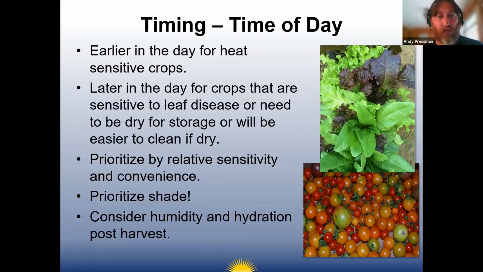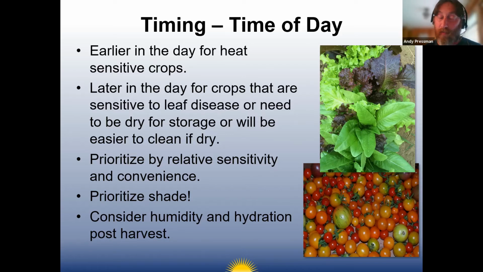But in terms of harvesting as well, we want to prioritize which crops come out at which time during the day. And this is really based on moisture or dew, as well as drying off and having direct sunlight, which would help reduce the amount of transfer of disease.